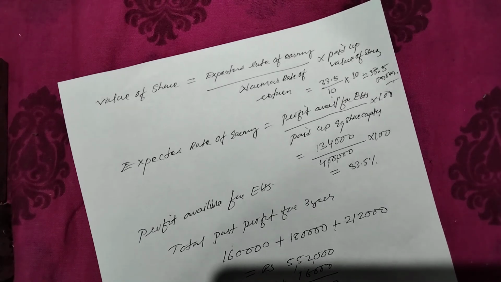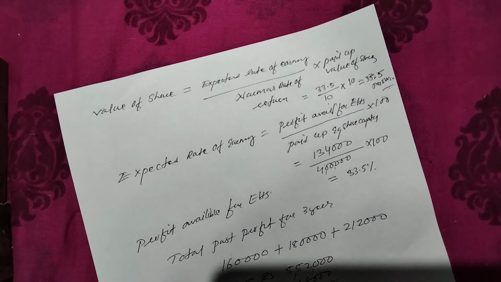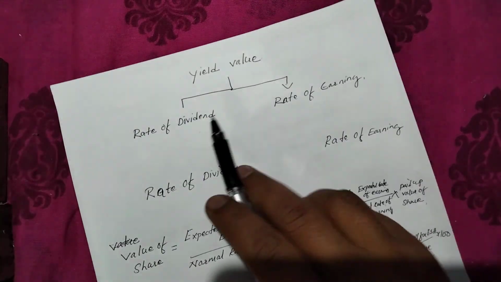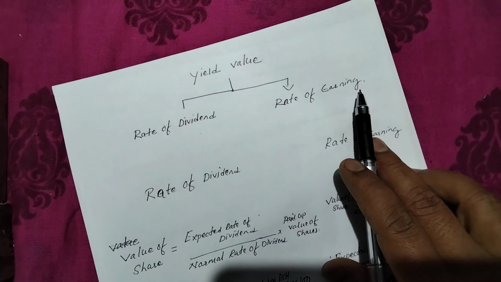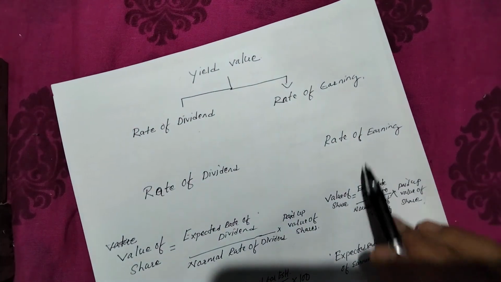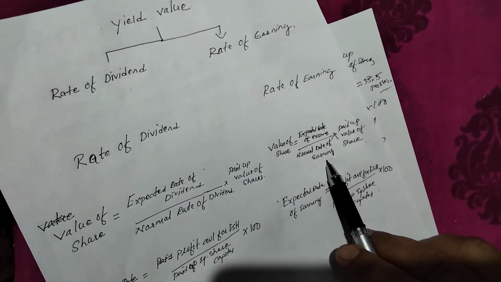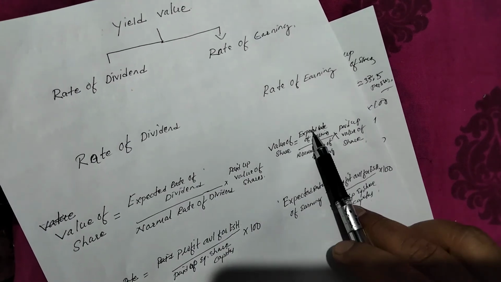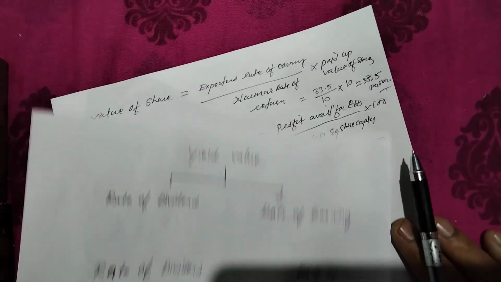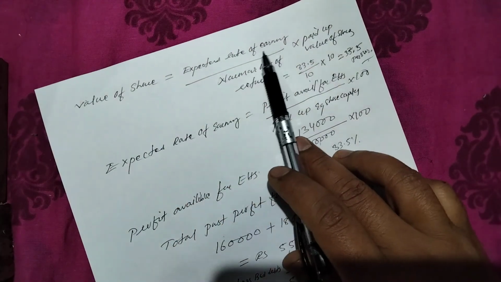So now we have to solve this same problem through the yield method. Which method are we taking, dividend method or earning method? There is nothing written about dividend, so we have to take the rate of earning method. So this is the formula. You have the normal rate of return, the paid up value of share is there, and you need the expected rate of earning. So we are going to find out the expected rate of return. So value of share is based on the expected rate of return.